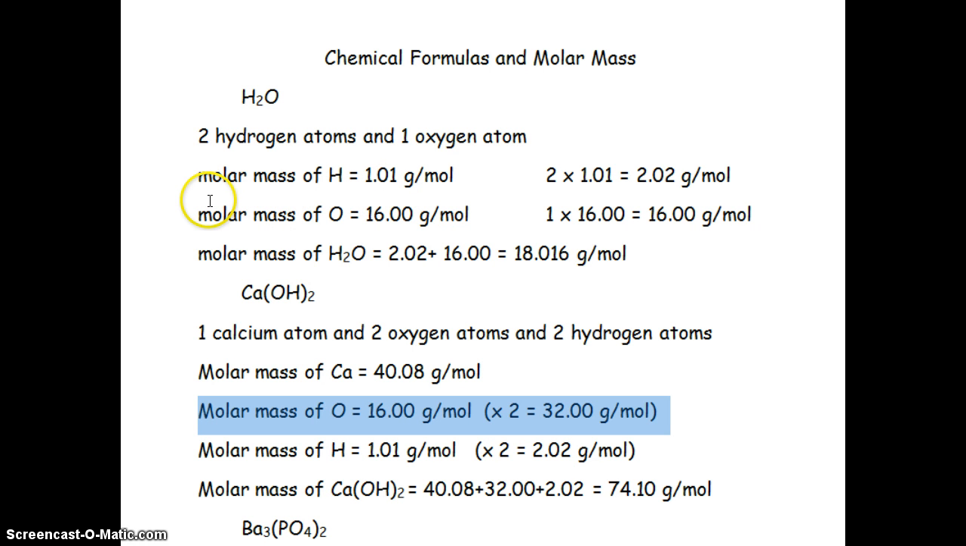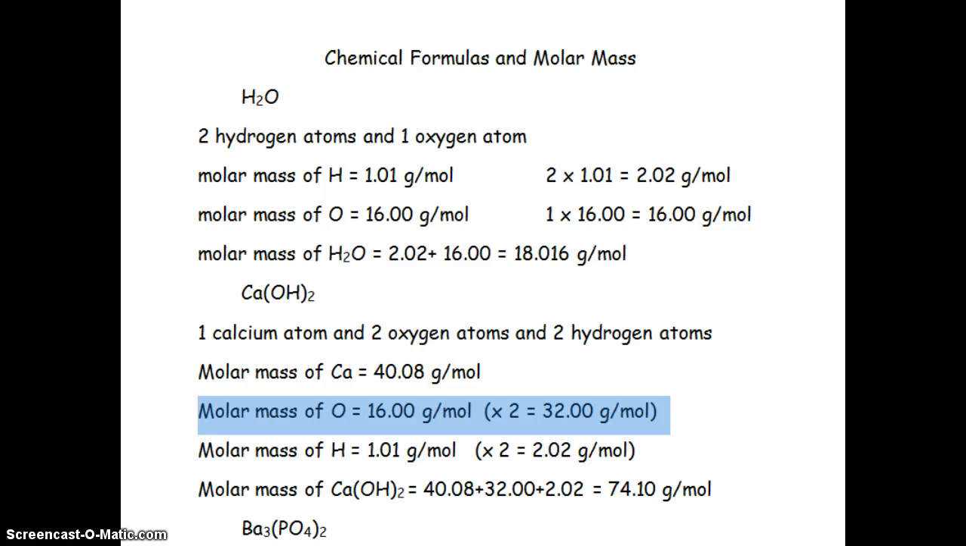The molar mass of hydrogen is 1.01 grams per mole. There are 2 hydrogen atoms in the formula of water. So we need to multiply the molar mass of hydrogen times 2. The molar mass of oxygen is 16 grams per mole. There's only 1 in the formula, so we can just keep it as it is.